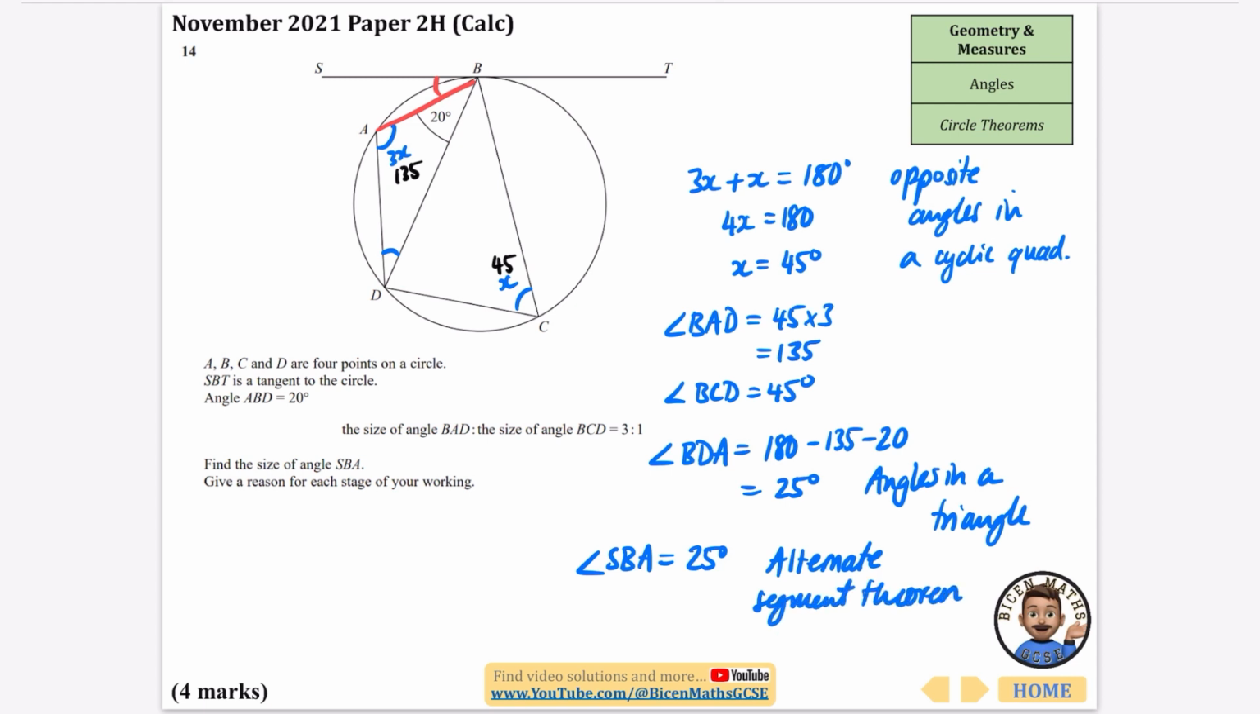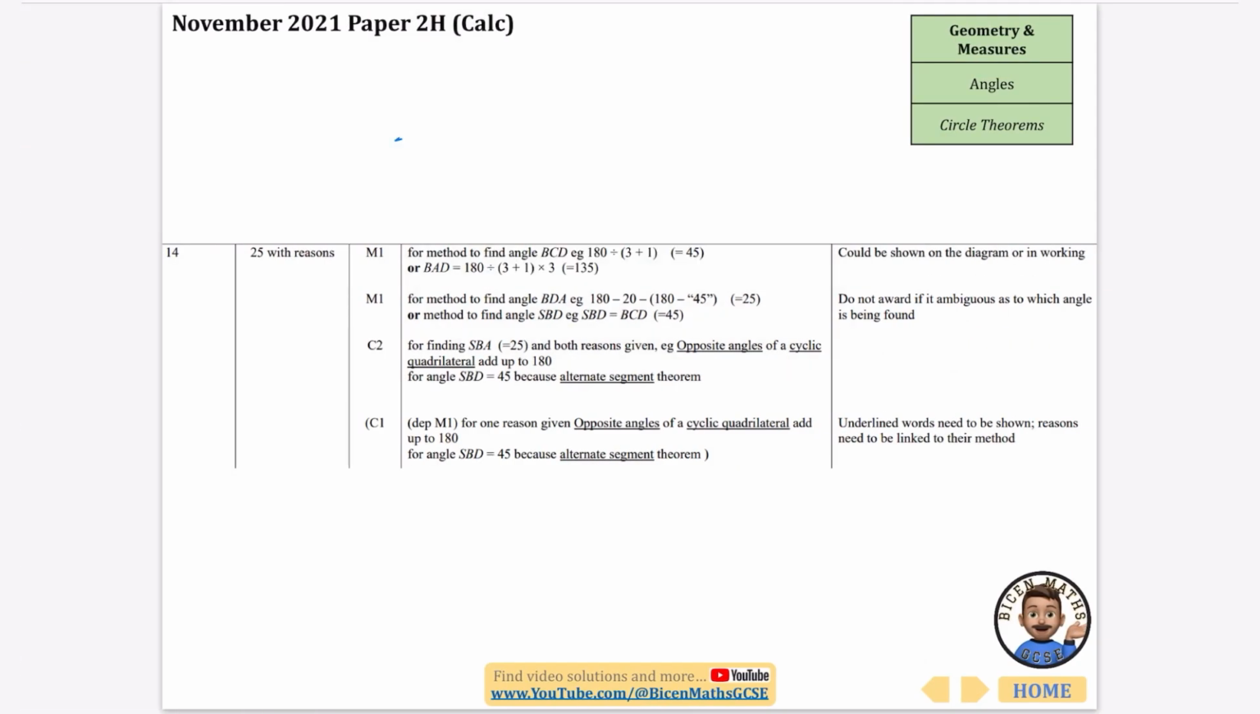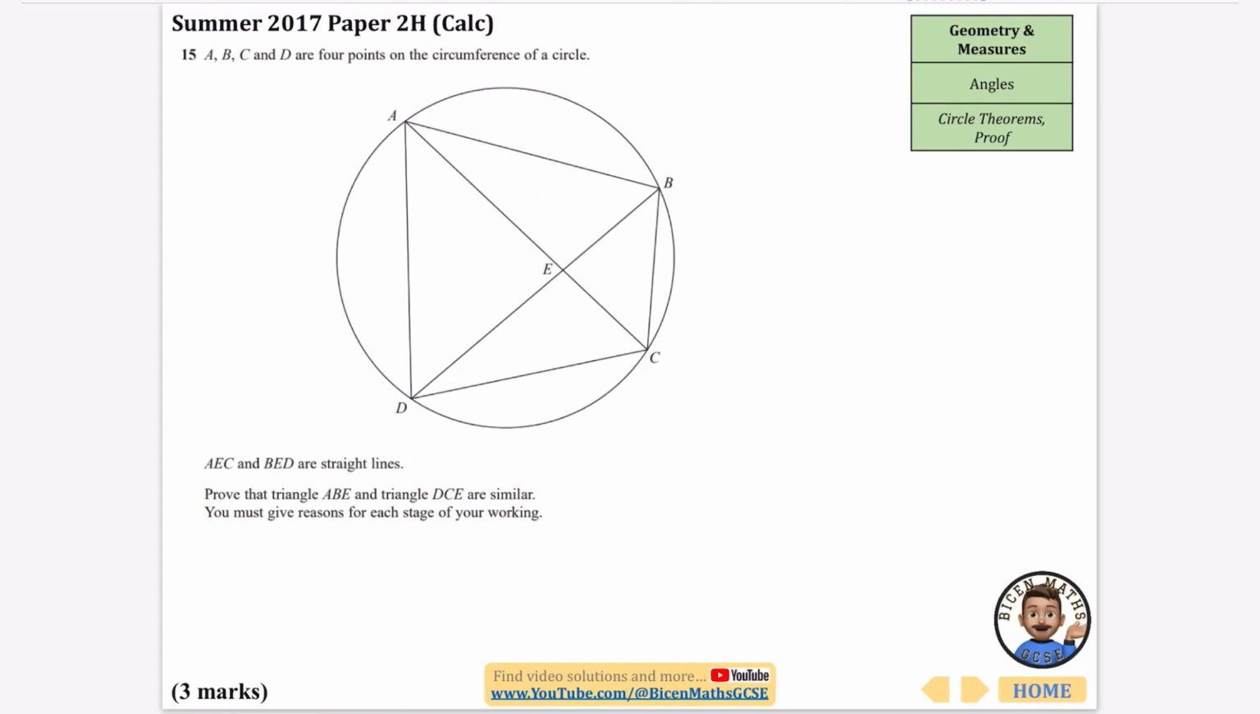Okay, so there's our final answer of 25 degrees. Let's double check we've got it right. Yep, we do have the 25 degrees that we've got right here. And so we got all the extra bits for the reasons. There are 2 marks reserved for the reasons.